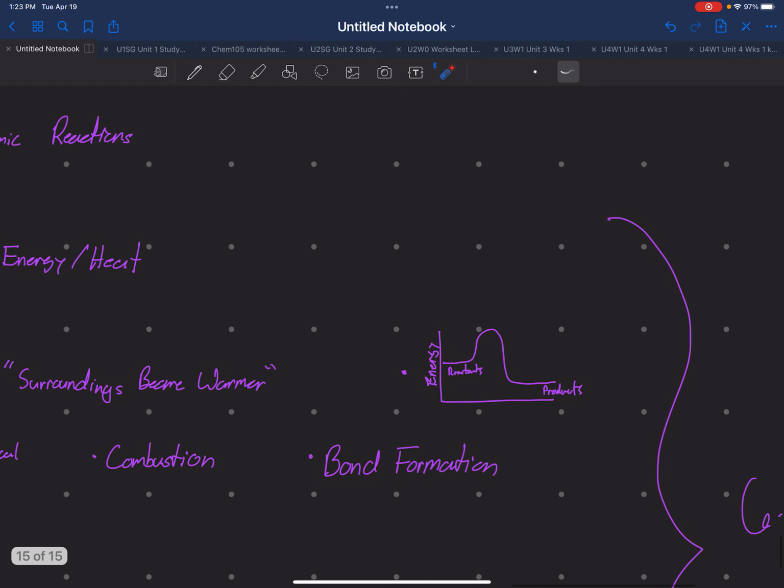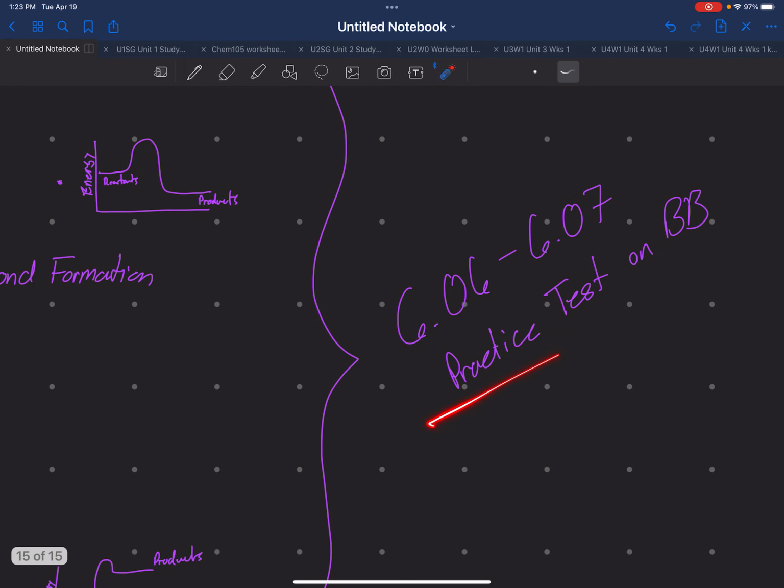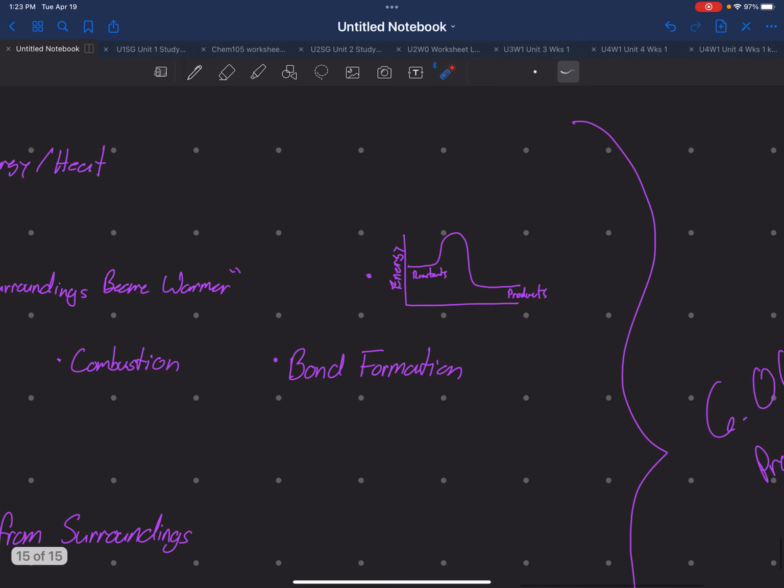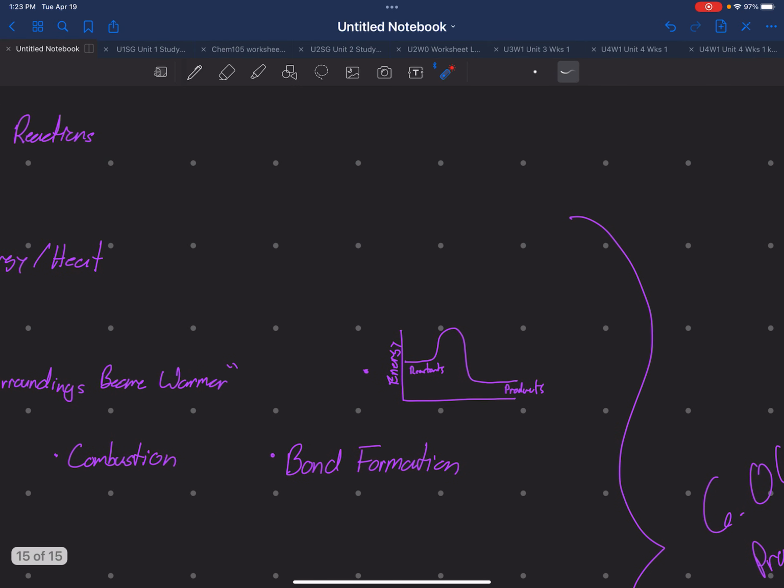Okay. And there's a practice test here. I made a note of it. And then the last way it could be represented is this little graph. We're going to talk about this graph in a moment. All it is is showing the energy over the time of the reaction. As the reaction goes forward, it shows you the energy changes. On the left side here, we have the reactants. On the right side, we have the products.